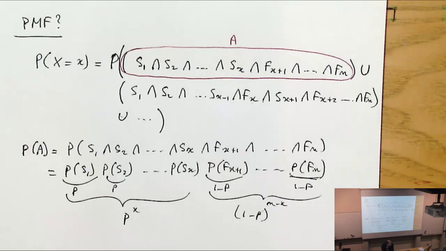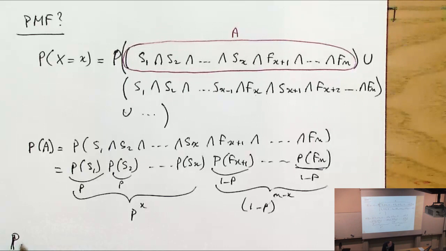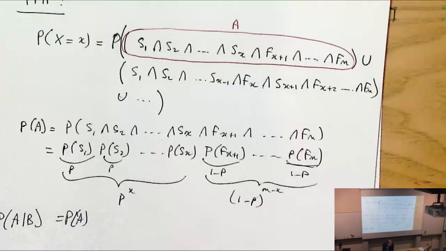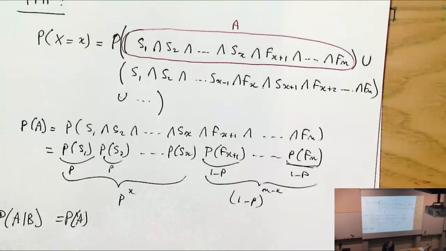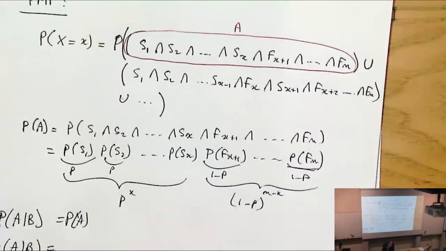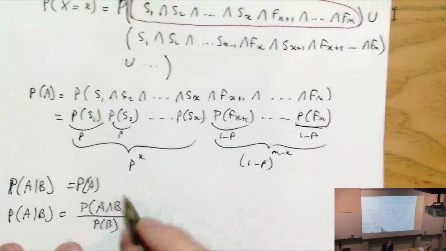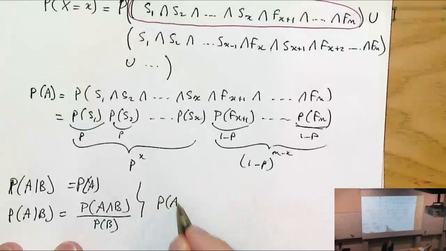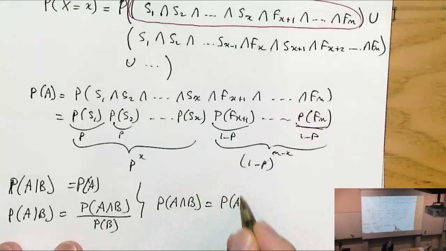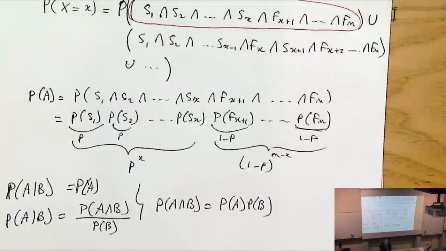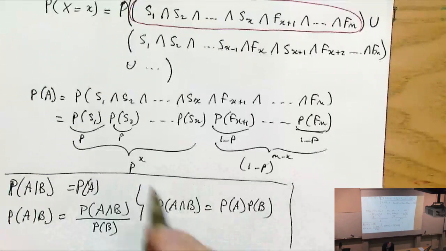Does that make sense? You remember when we had probability of A given B is equal to P of A? That's the definition of independence. So if you have probability of A given B is equal to P of A intersection B divided by P of B, and you have independence, you have P of A intersection B is equal to P of A multiplied by P of B. So this is essentially what we use here. This is important, this with independence.